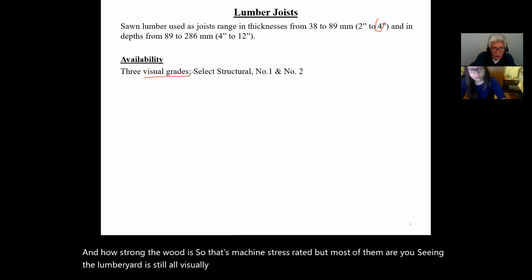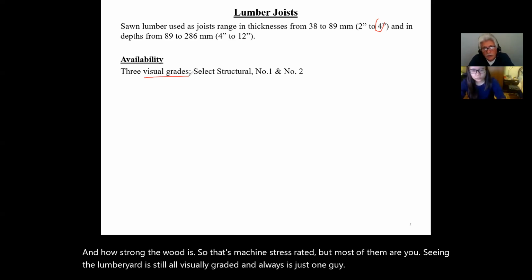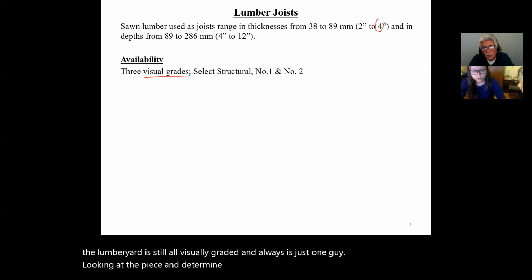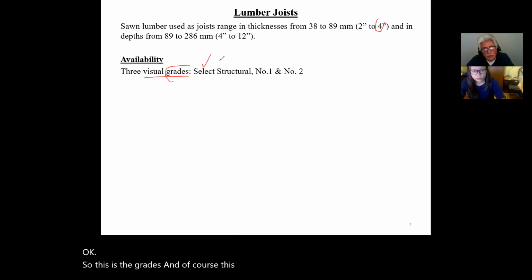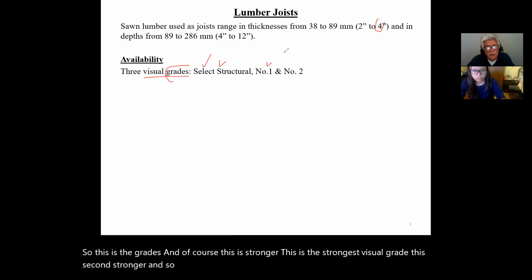In other words, it's just one guy looking at the piece and determining whether it's select structural, number 1, number 2, or number 3 stud grade, okay? So these are the grades, and of course, this is stronger. This is the strongest visual grade. This is second strongest, and so on. That's what the grades stand for.